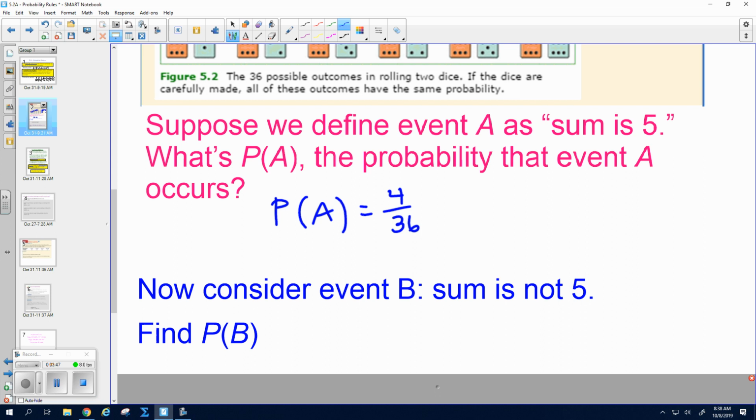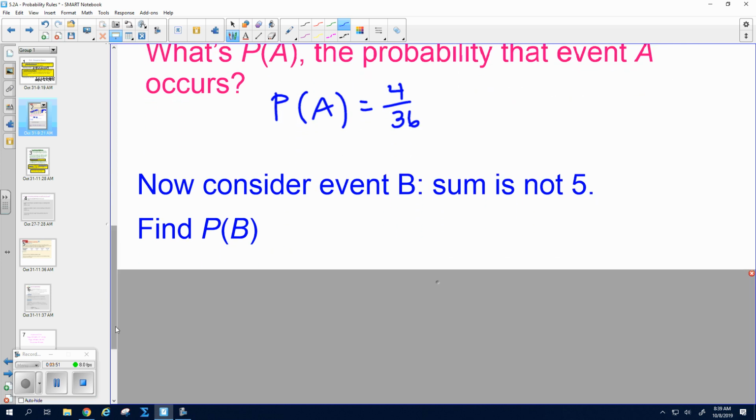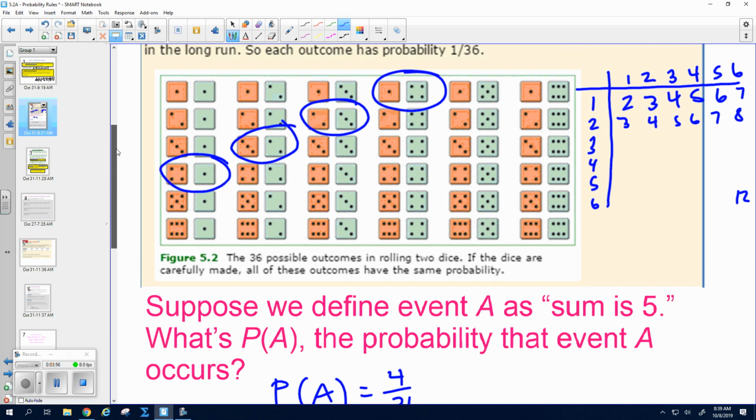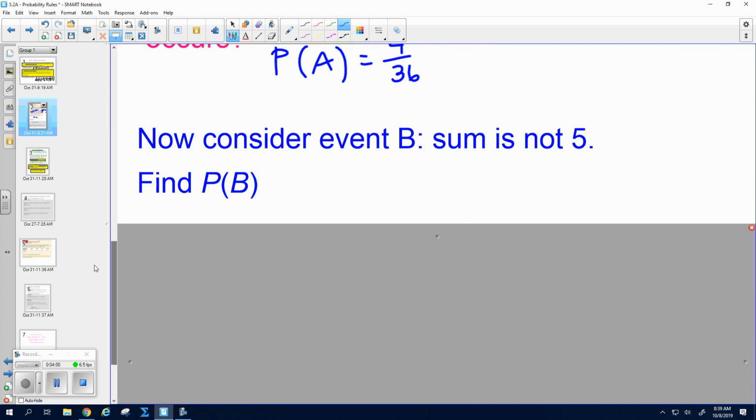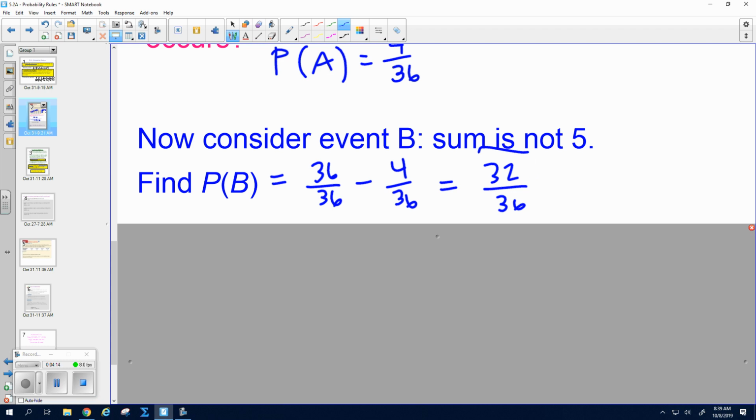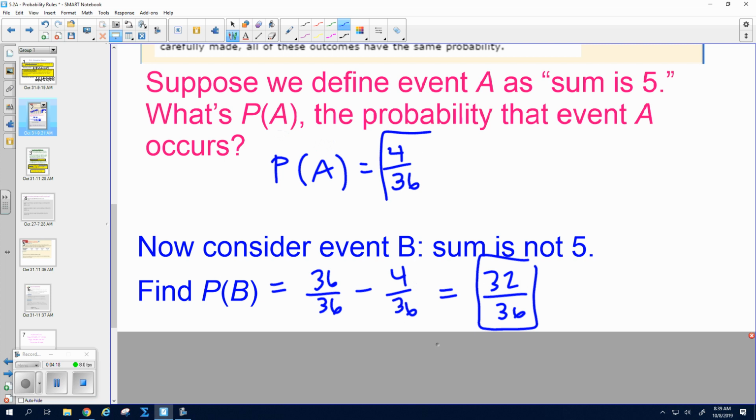All right, now consider event B. The sum is not 5. There are 2 ways to do this, right? You could add up all the not 5s, or what would be a better way? Subtract from 36 over 36, or 1 minus 4 over 36. So if it's not 5, your chances are 32 out of 36. Okay, you actually don't have to reduce in statistics, but if you do, you're not wrong or anything, okay?